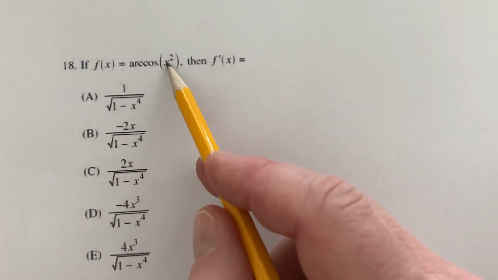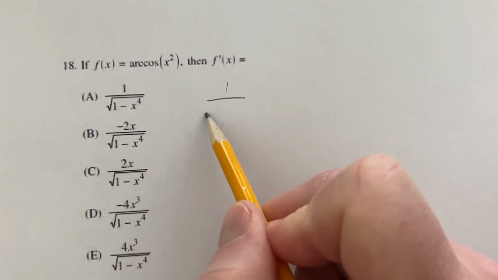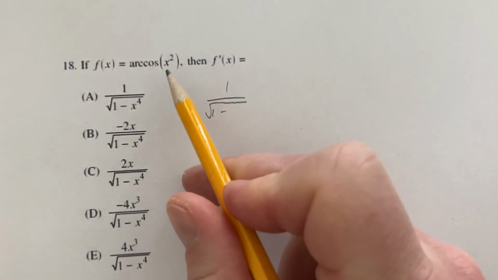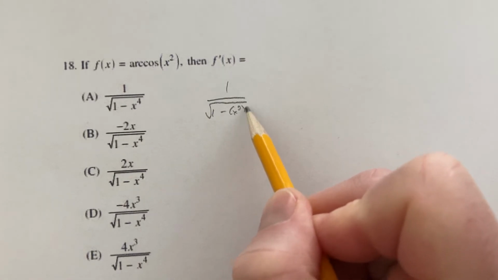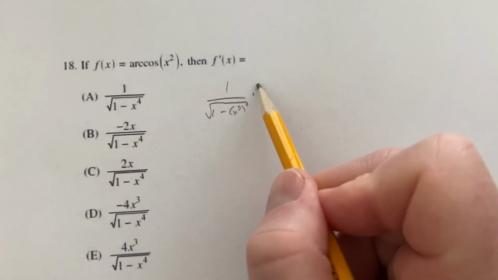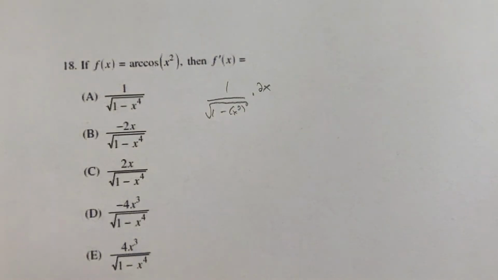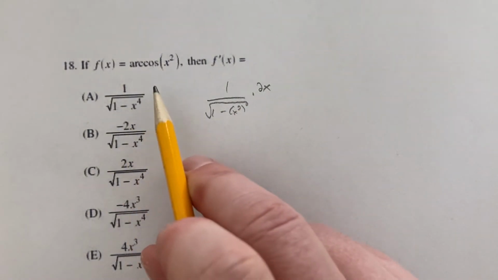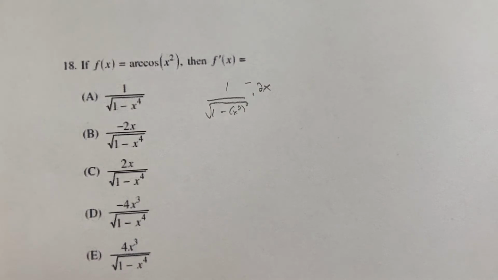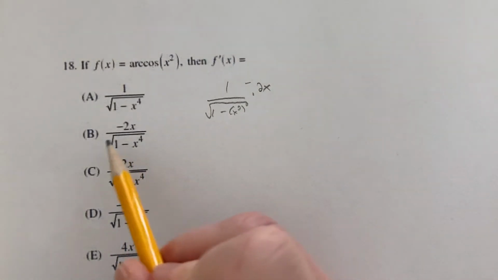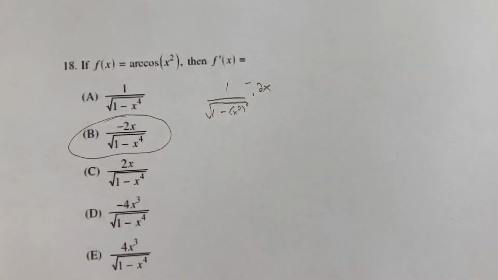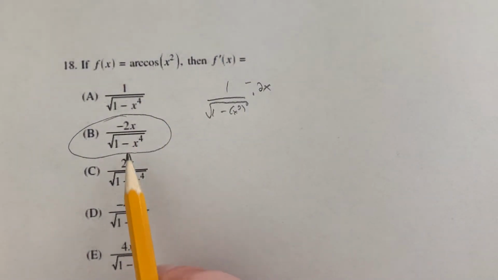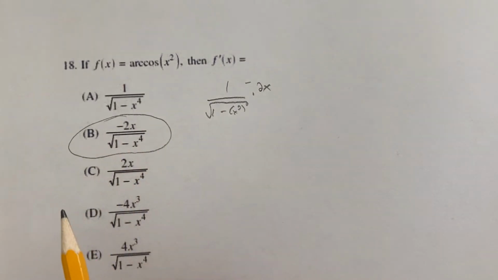So arc sine would tell you to go 1 over the square root of 1 minus whatever's inside squared, so x squared squared, times the derivative of that, which is 2x. So that would be arc sine. Arc cosine is simply the negative of that. And if you look at your options, you'll see that B fits that perfectly. So if that had said arc sine, you would pick C. Arc cosine, simply B. But again, don't get too excited about anything other than arc sine, arc tangent.